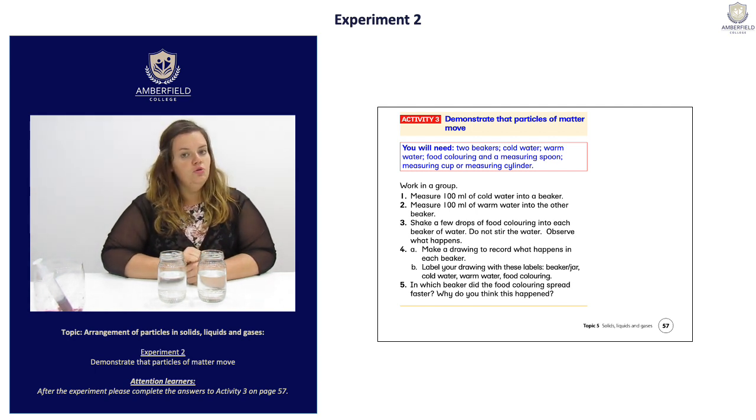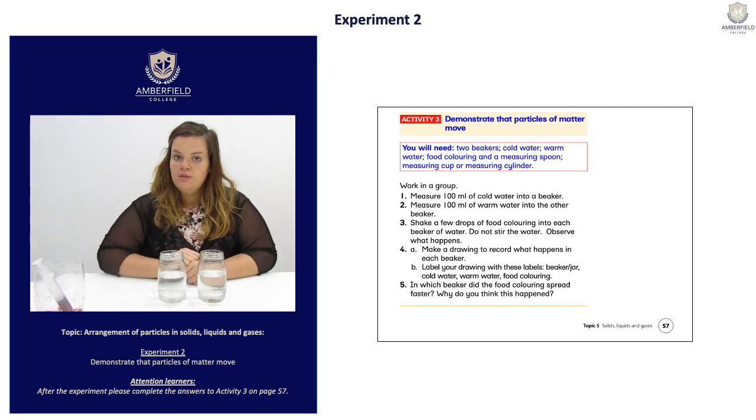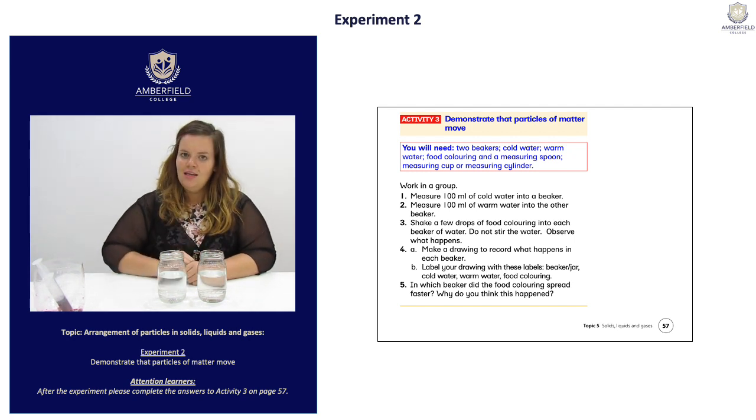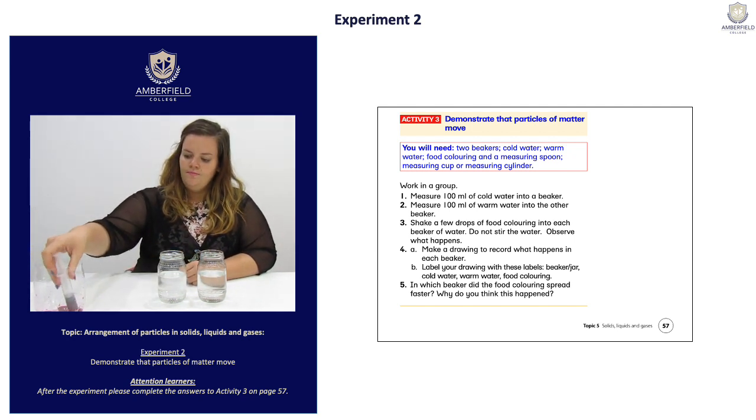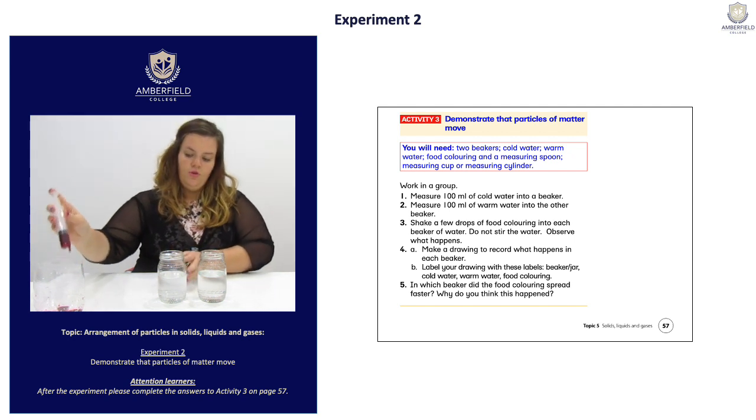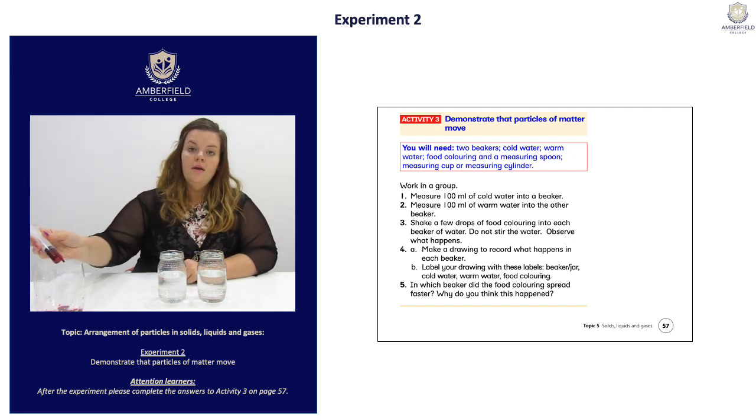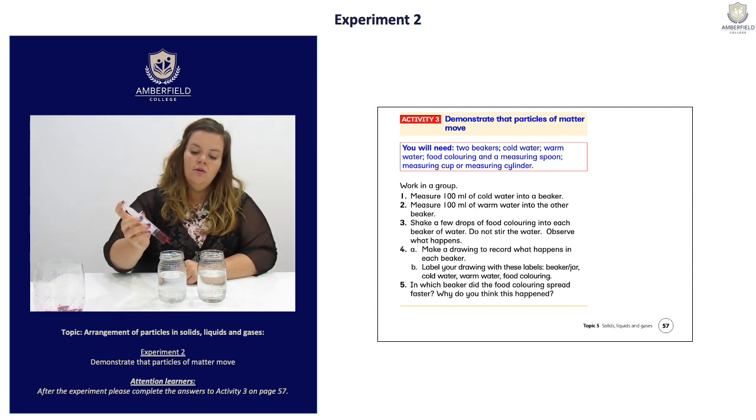What I would like you to do is observe both jars extremely carefully, because you are going to have to draw and label both jars to see what will happen. And then I want you to pay close attention to which jar the food coloring spreads the fastest. Let's get started. I'm going to put 3 or 4 drops of food coloring in jar A first.